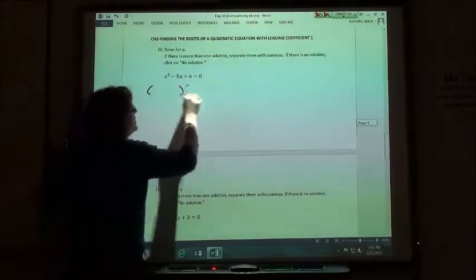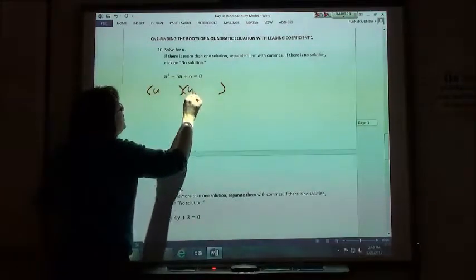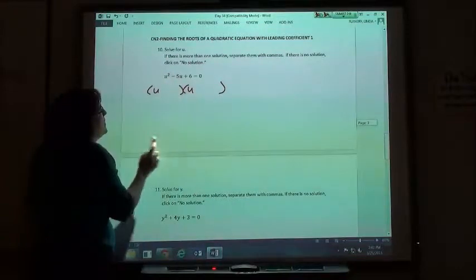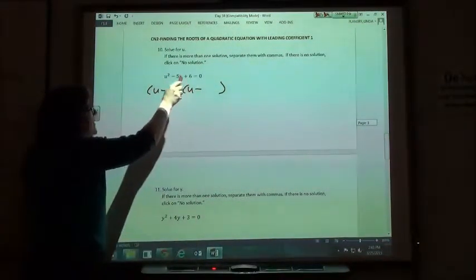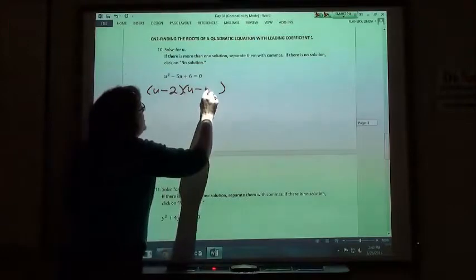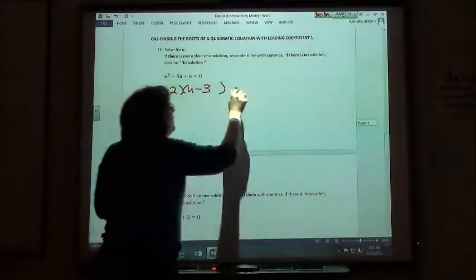So we put our 2 sets of parentheses. Factors of u squared: u and u. The end is a positive, so both signs have to be the same as the middle, a negative and a negative. Factors of 6 that add up to 5. Well, 1 and 6 don't add up to 5, but 2 and 3 do. So a negative 2 and a negative 3 add up to my negative 5 in the middle.